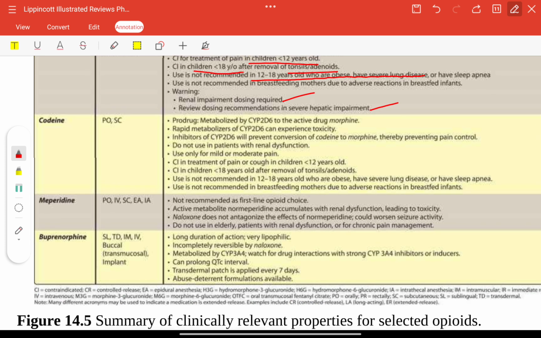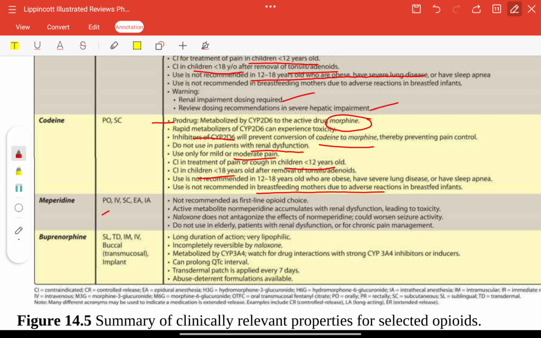Codeine is oral and subcutaneous. It is a prodrug, metabolized by CYP2D6 to the active drug morphine. Rapid metabolizers of CYP2D6 can experience toxicity. Inhibitors of CYP2D6 will prevent conversion of codeine to morphine, thereby preventing pain control. Do not use in patients with renal dysfunction. Use for mild or moderate pain. Contraindicated for children below 12 years, below 18 years if tonsils are removed, and not for breastfeeding mothers.